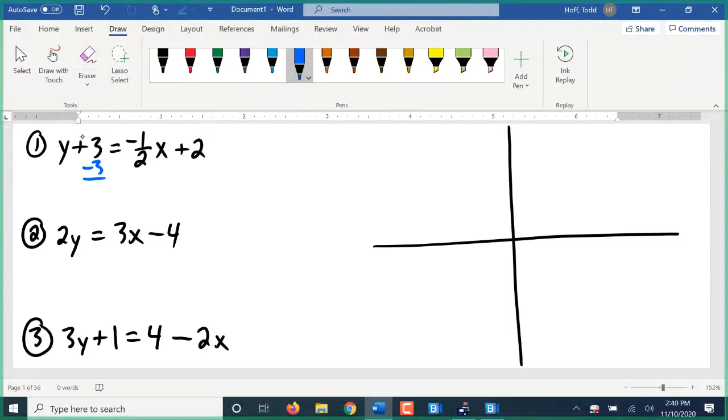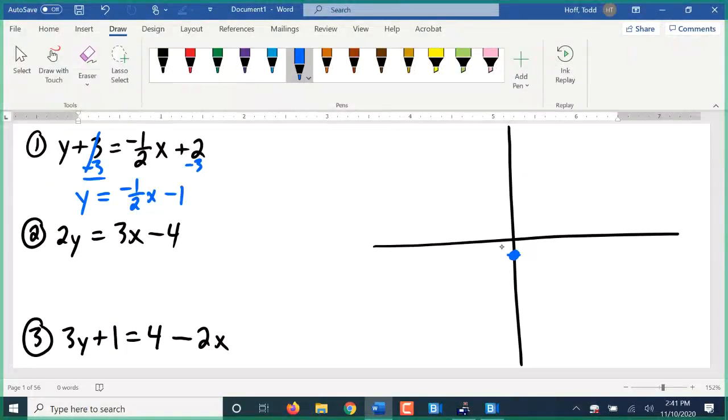So on the left side, we subtract the 3 to get rid of the 3, so we just have y. On the right side, we're going to take the 3 away from the positive 2 ones. So the negative 1/2 x does not change. We have a positive 2 minus 3 is a negative 1. So from the origin, we go down 1. That's where we're going to start this line.